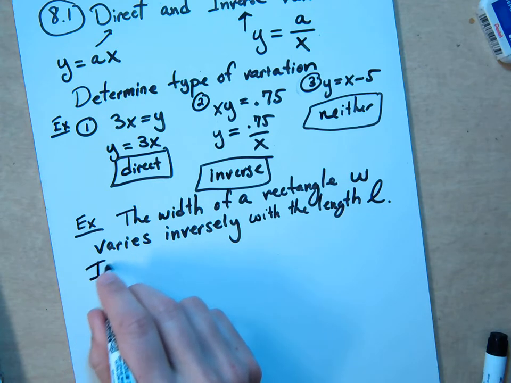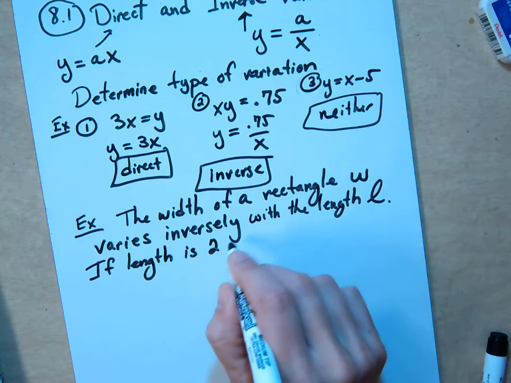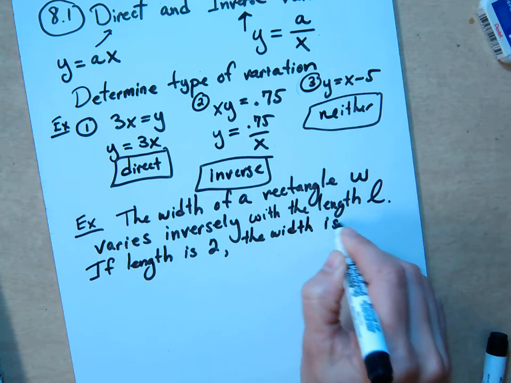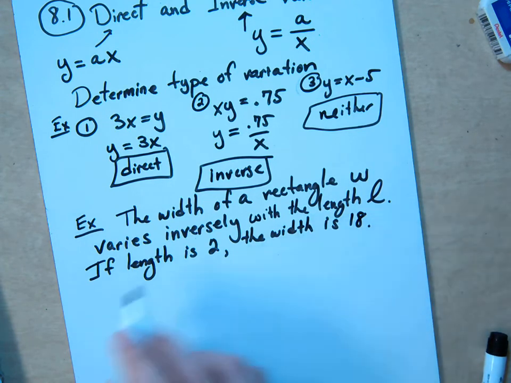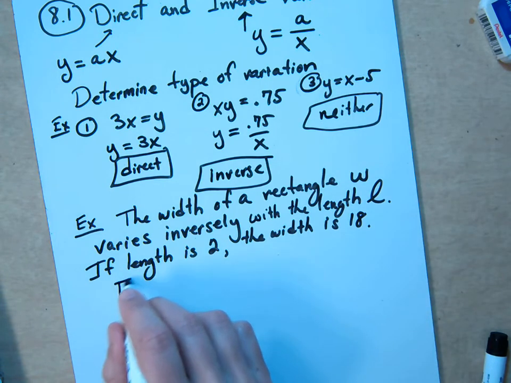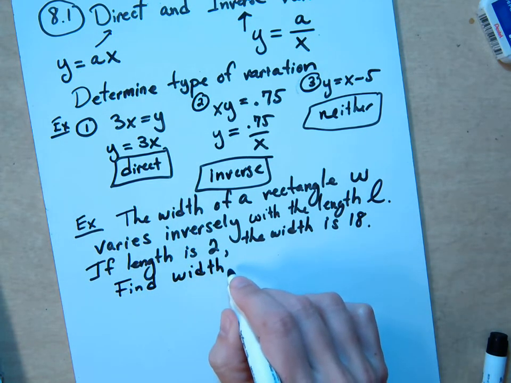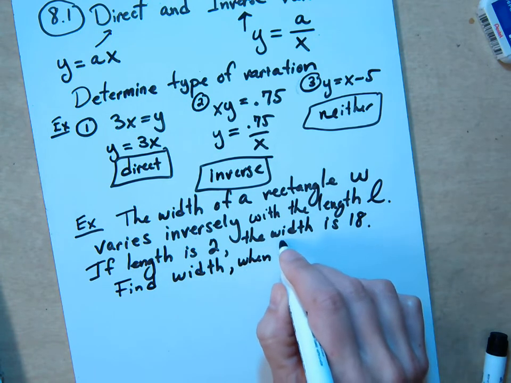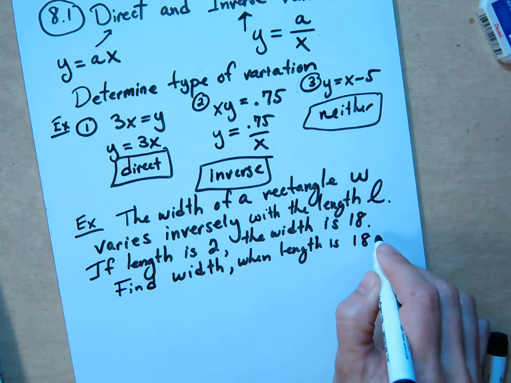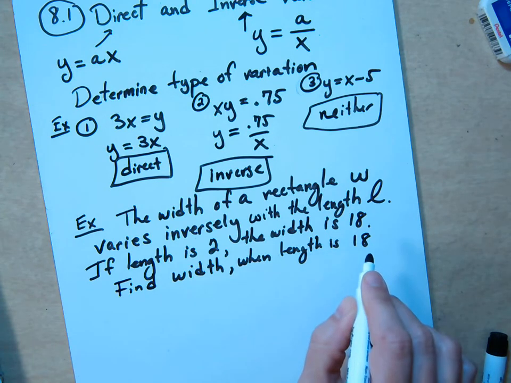Next, if the length is 2, the width is 18. So you have to be given some kind of information so that you'll be able to solve for the constant. And then you'll often be told to find something, like find the width when the length is 18. Find the width when the length is 18.